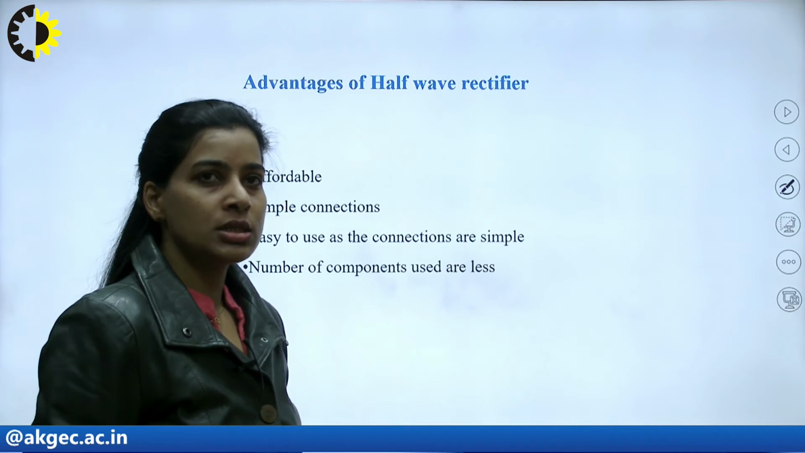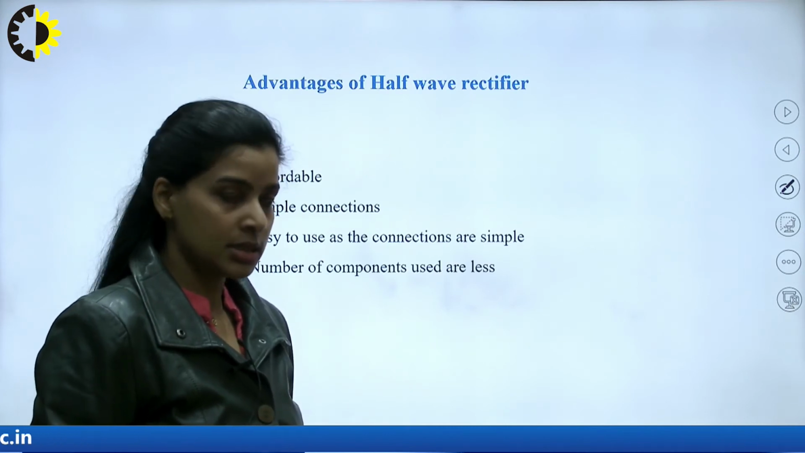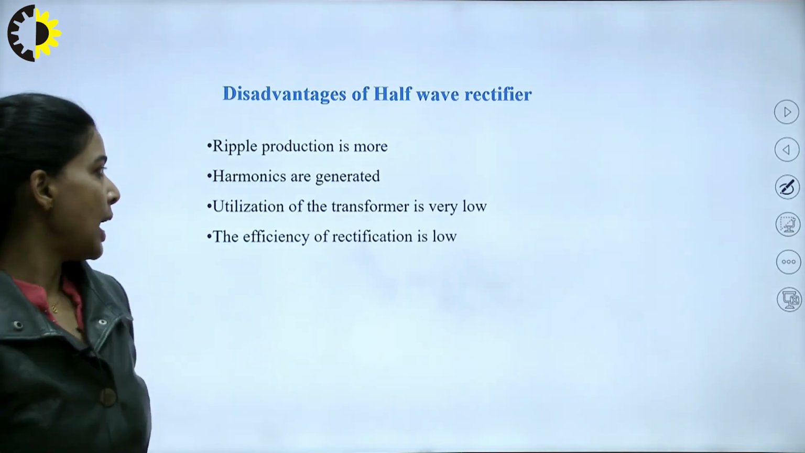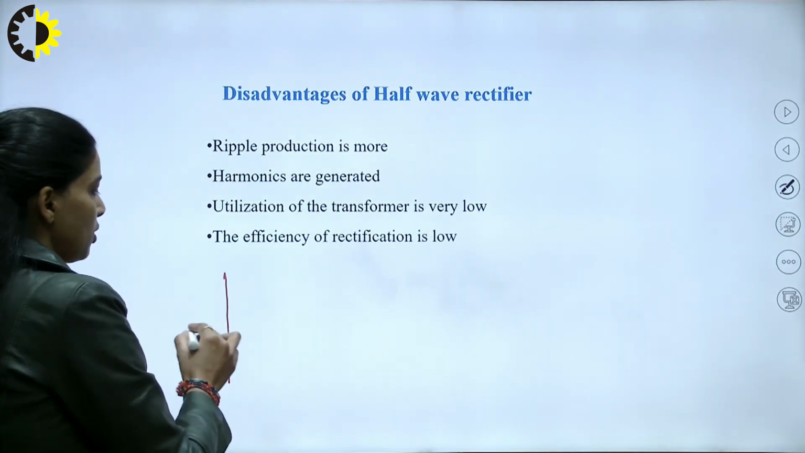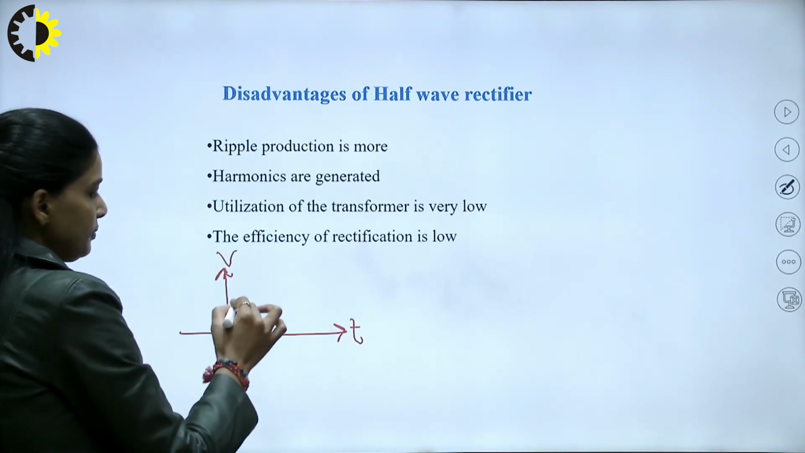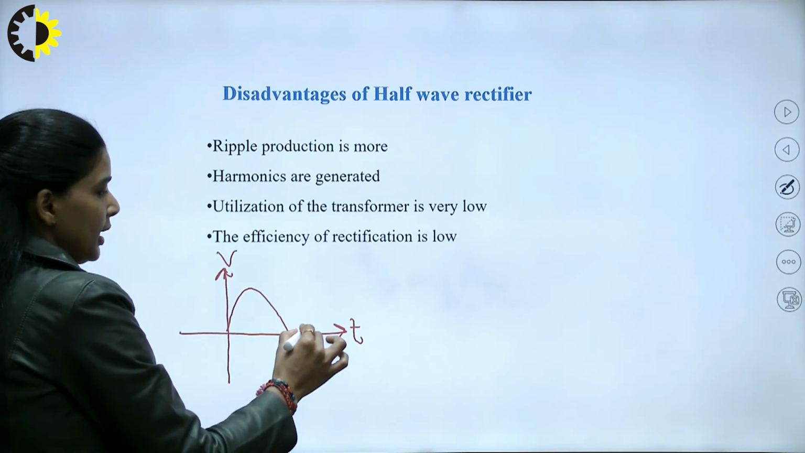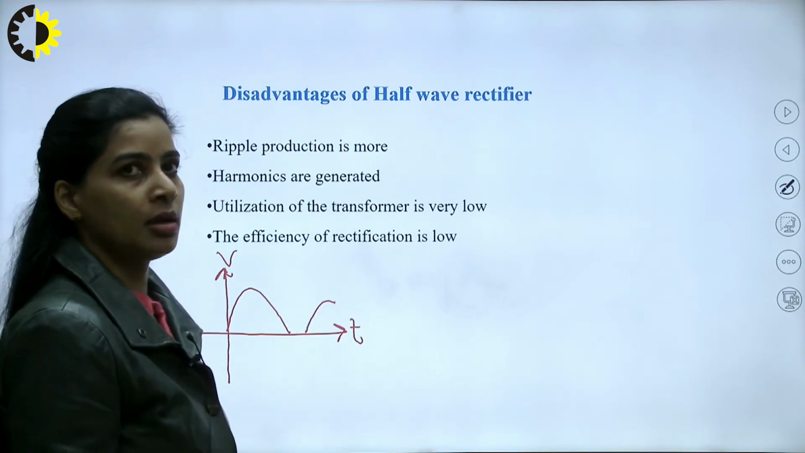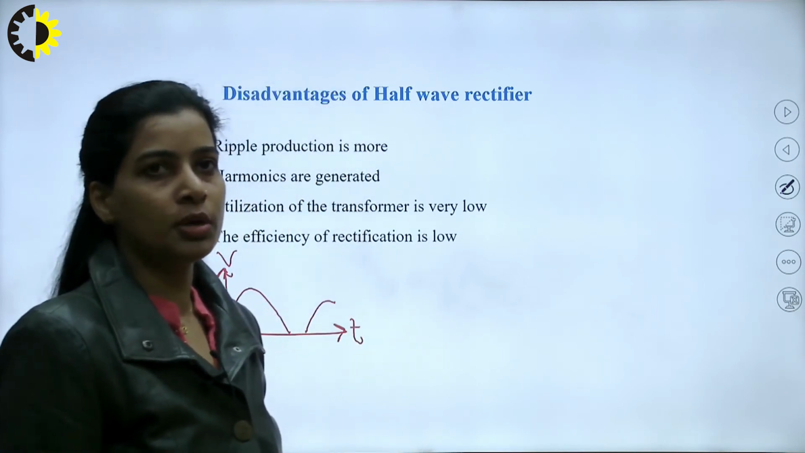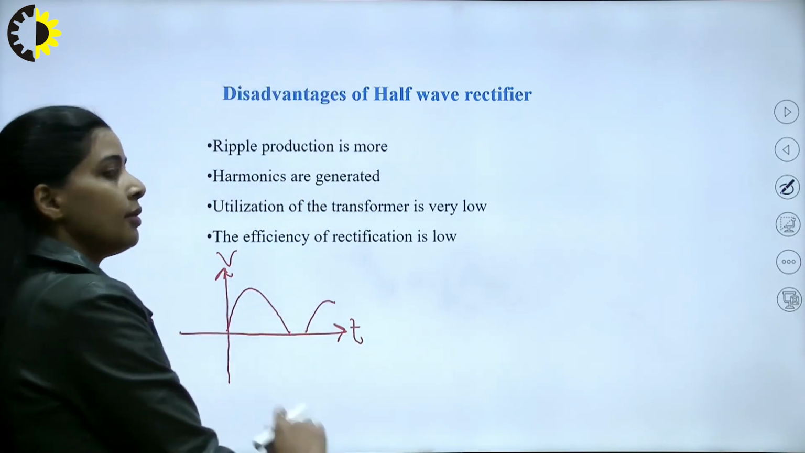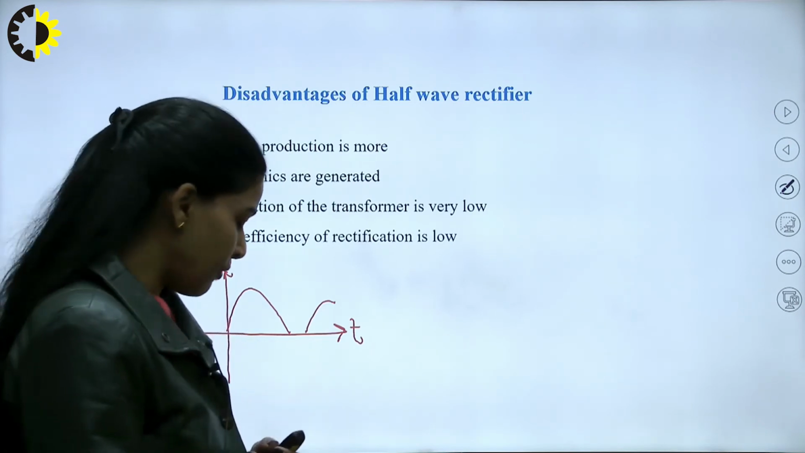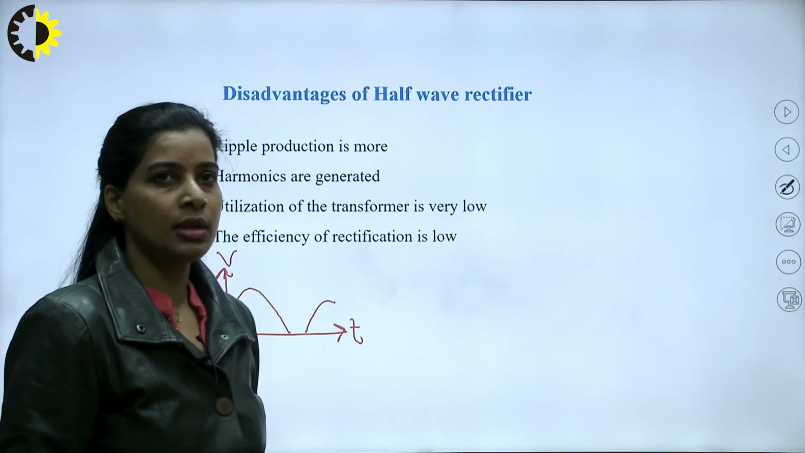Along with the advantages, as with all other circuits, it has some disadvantages. As we have seen, the output of the half wave rectifier contains a positive cycle, then again a positive cycle will appear. So, there are more ripples in the output of the half wave rectifier. Harmonics are generated and its efficiency is also less.